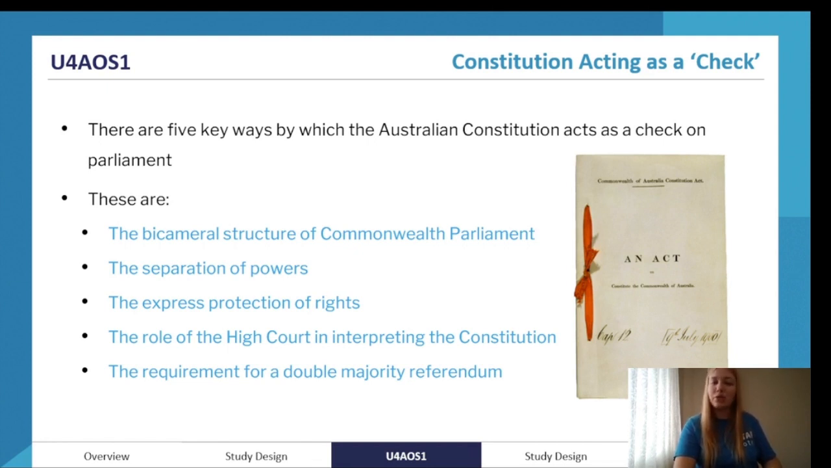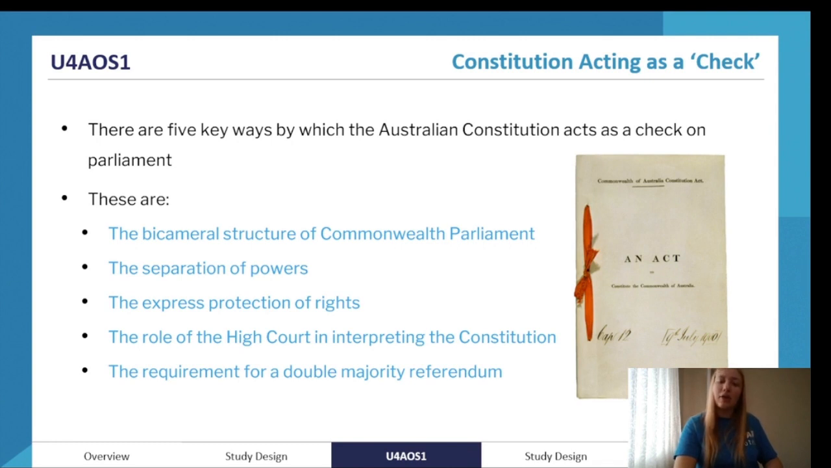This includes the bicameral structure of Commonwealth Parliament. By meaning two, bicameral structure simply means there are two houses, a lower house and an upper house. So at Commonwealth level, our House of Reps and our Senate. Then the separation of powers, not to be confused with the division of powers, and the express protection of rights. These are five rights that are entrenched or written down in the Constitution that are protected for the people of the Commonwealth, and the Commonwealth cannot legislate against them. They are ensured for the people and offer some protection.